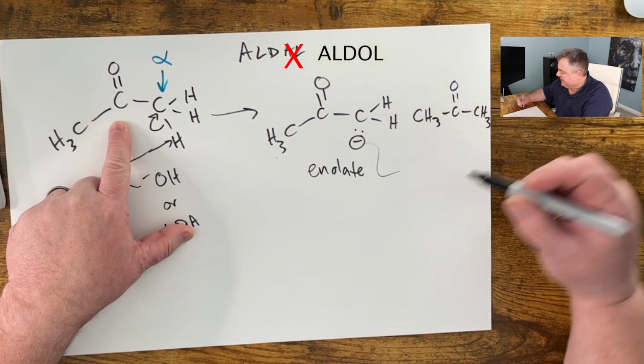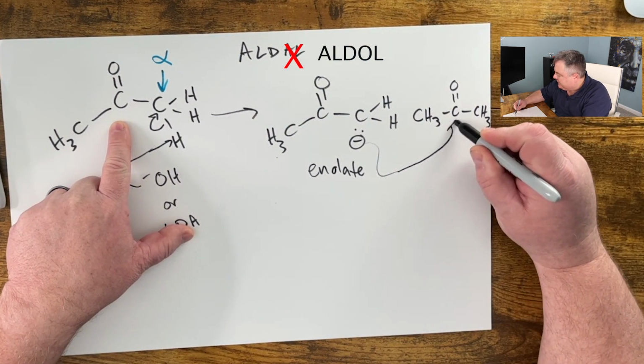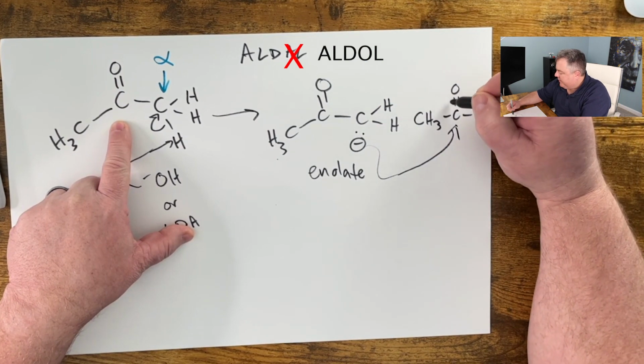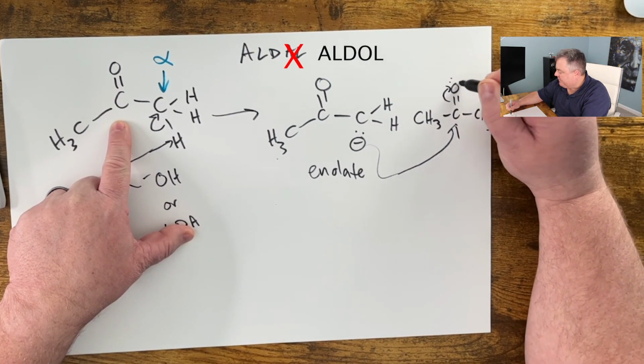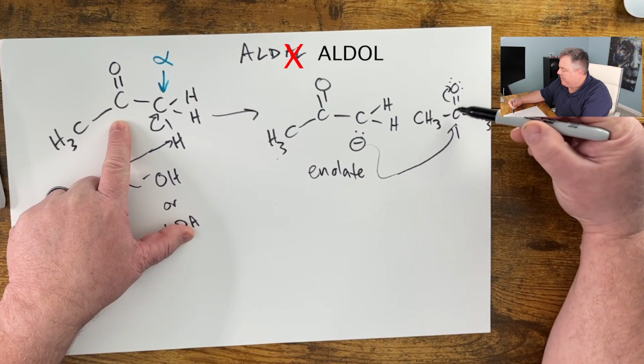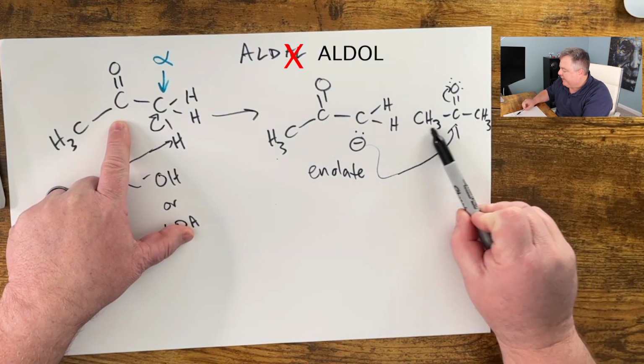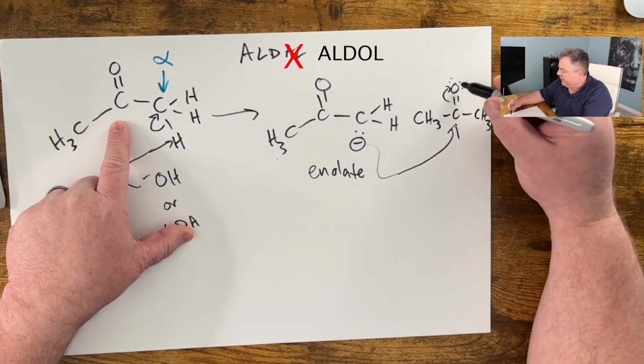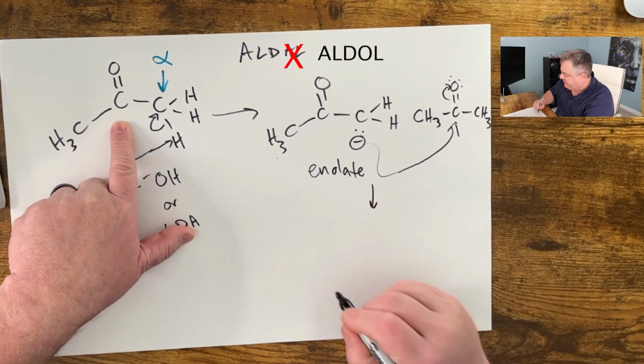Where is the most positive spot? Well, of course, it's the carbonyl carbon. So I attack that carbon. The electrons go up to the oxygen. Do they come back down? Well, this is a bad leaving group, because they're carbon groups. So those electrons stay up on the oxygen.